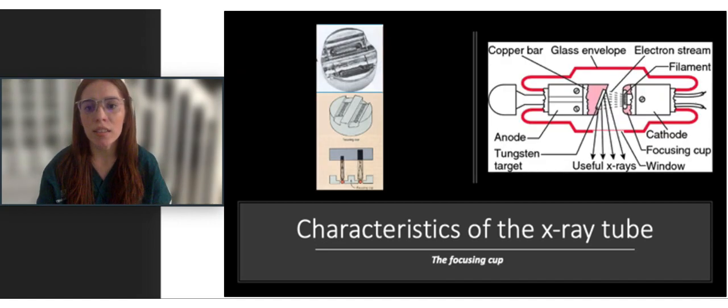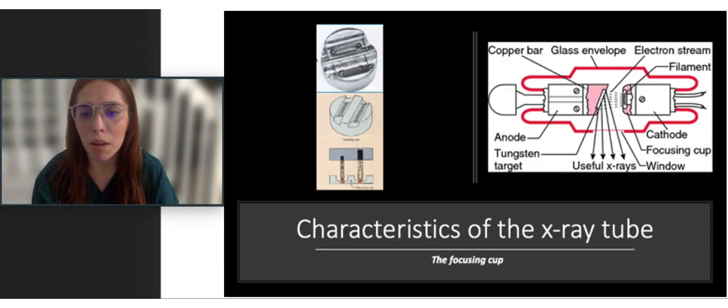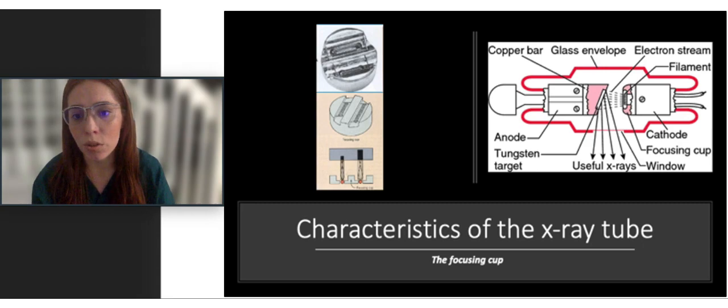The focusing cup. The focusing cup is negatively charged and is made of nickel. It surrounds the filament to condense the electrons into a beam of electrons that can be accelerated toward the anode. Without the focusing cup, there is a spread of electrons caused by electrostatic repulsion that minimizes the efficiency of the X-ray tube because not all the X-rays produced will be emitted.